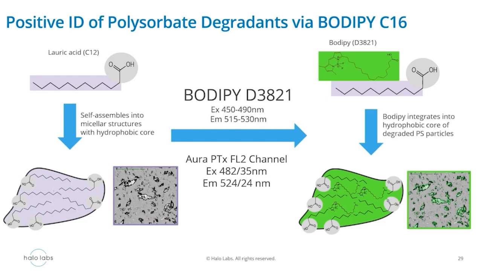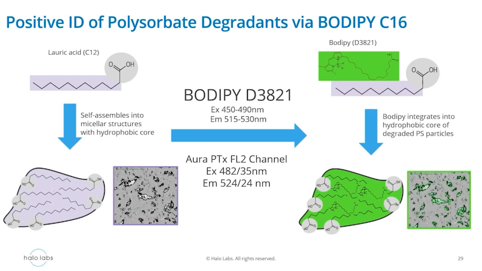And we could actually use that micellar structure to our advantage by staining with Bodipy C16, compatible with the second channel on the Aura PTx. And what Bodipy likes to do is insert itself right in the hydrophobic core of these free fatty acid aggregates and give us a strong fluorescence, allowing us to ID our polysorbate degradants in a sample.